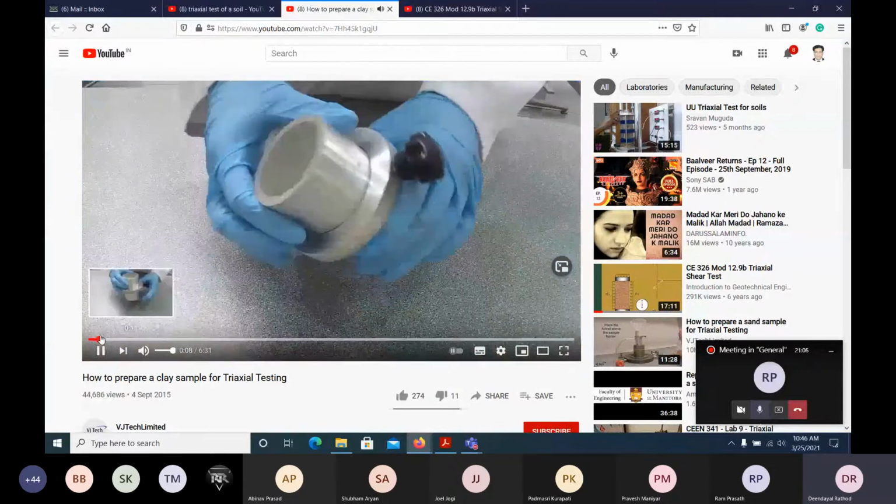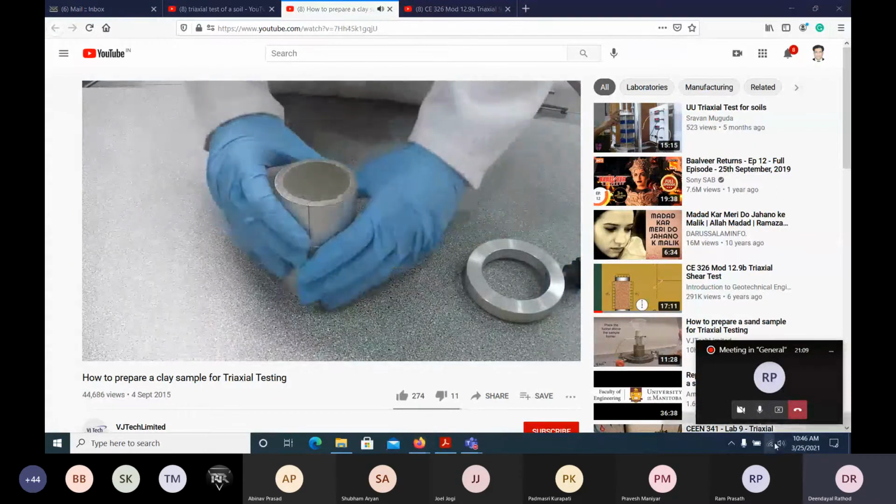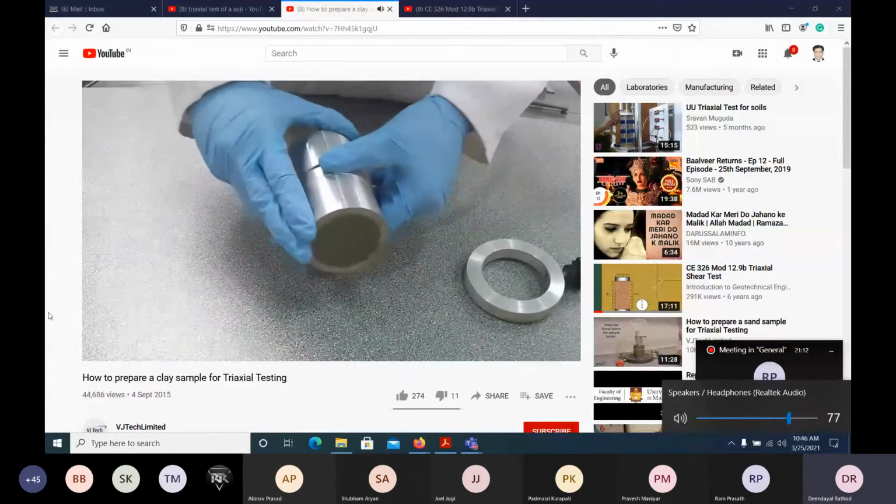Audible? Starts by preparing the split mold. Yes, sir.